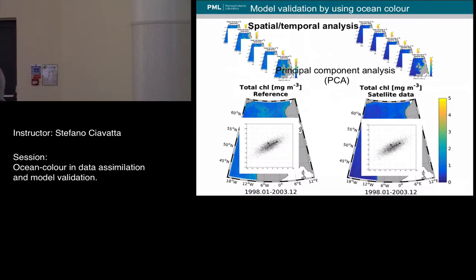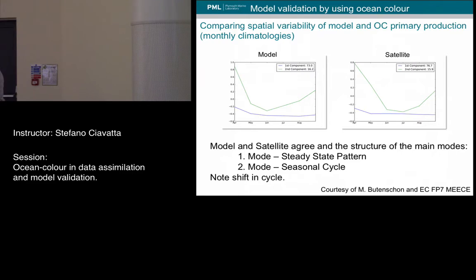So, for example, Momé, Butenschen, in this work, has been comparing the spatiotemporal variability in the Northeast Atlantic of primary production, estimated from model and from satellite data. Here we have the representation of the first two components of the PCA from the model output and from the satellite. We see that the first component is very similar in the two, and as well the second, even if there is a small shift of the values.